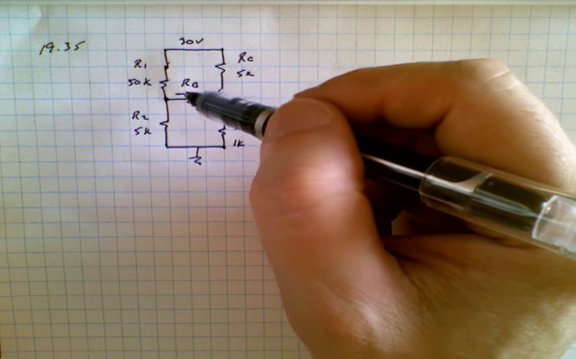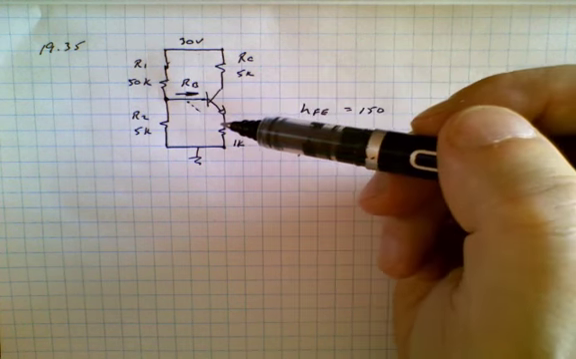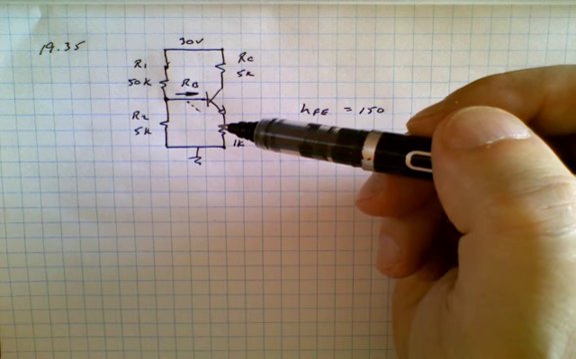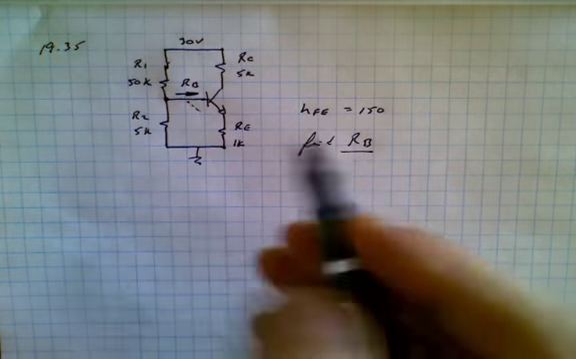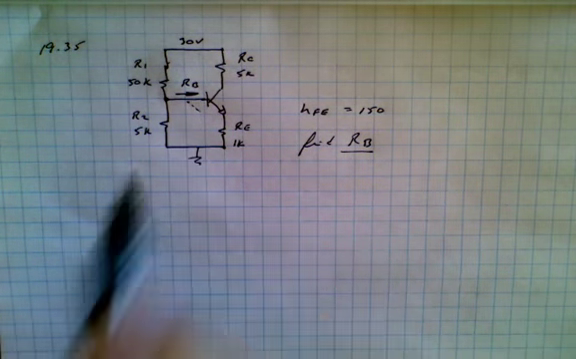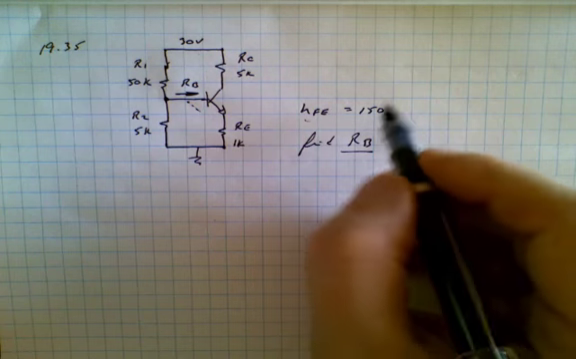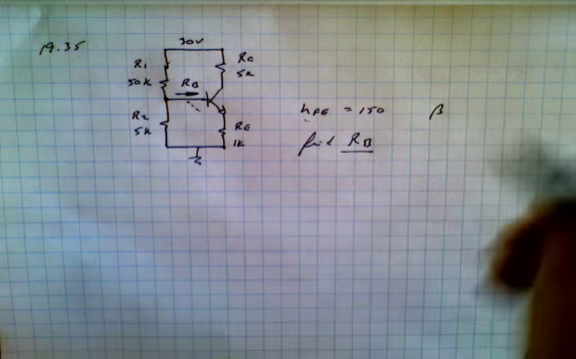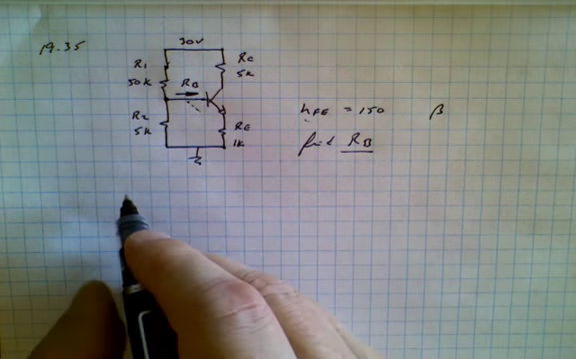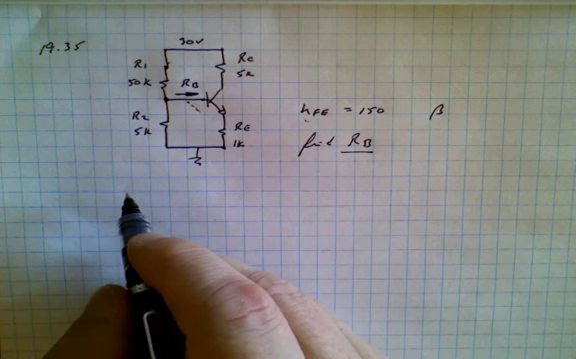Another way of looking at it is saying if RB is very high, then it means that the base current must be very small, and therefore we can effectively ignore it as well. So, how do we go about calculating RB? This number HFE, 150, is the same as beta, and that is the current gain of the transistor, IC over IB.